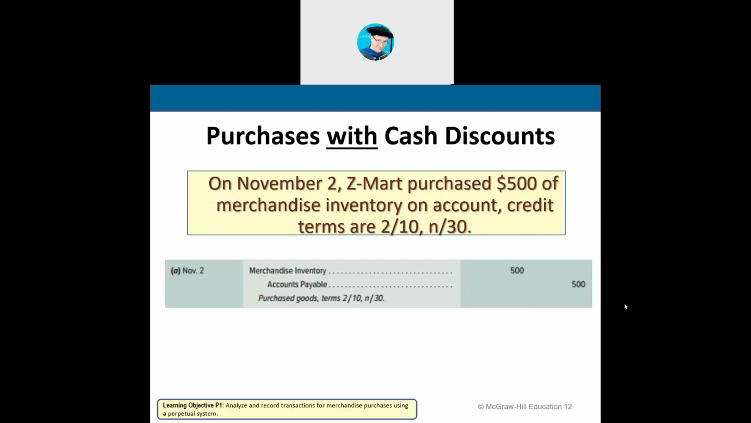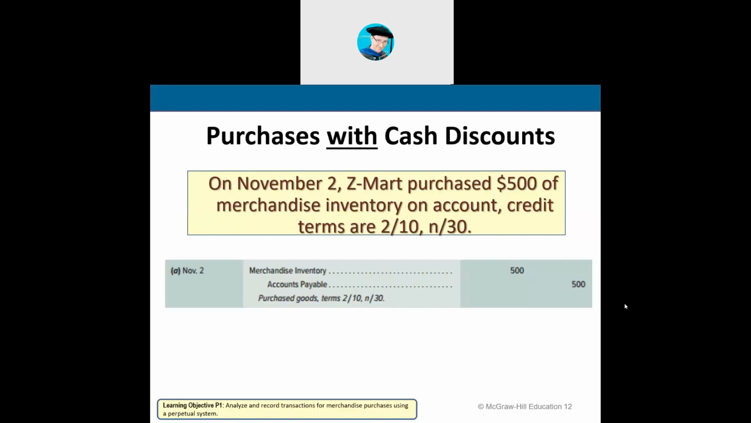So on November 2nd, our company, Z-Mart, purchased $500 of merchandise on account. Remember, anytime you see the words on account, it's going to be accounts payable. When you purchase on account, it's accounts payable. When you sell on account, it's accounts receivable. So we purchased inventory on account for $500. So we debit merchandise inventory and we credit accounts payable.